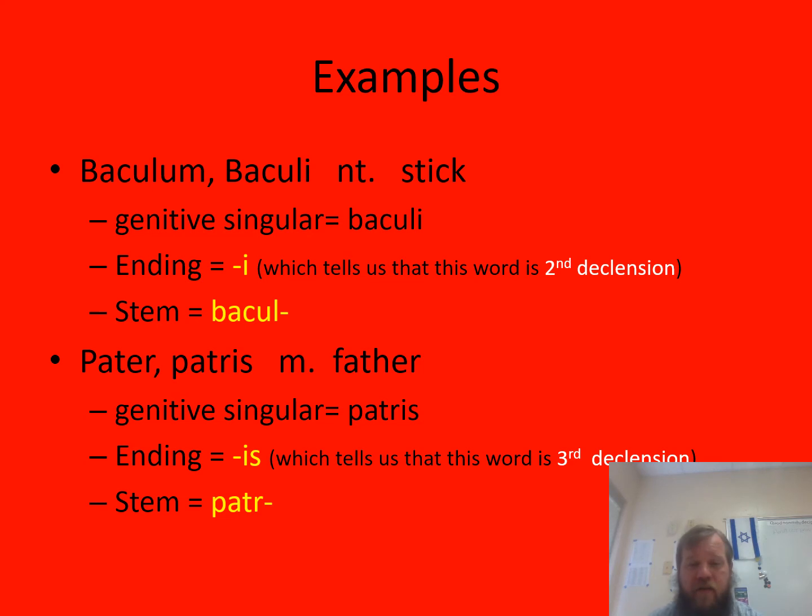That's all there is to stems. You need to know your nominative and your genitive. From the genitive, you need to remove AE for first declension, I for second declension, or IS for third declension, and whatever is left of that genitive, that's your stem. All right? Very good.